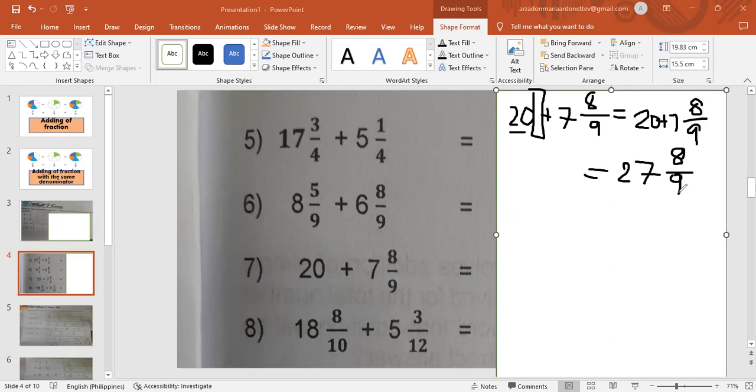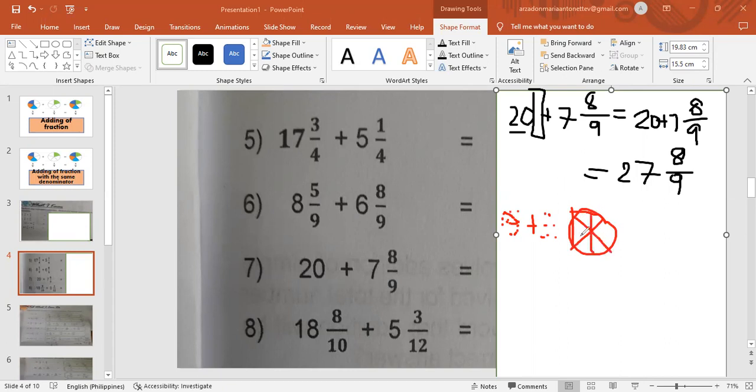I think this is the easiest part. So what's the illustration for that? So we have 20. 1, 2, 3, 4, 5, 6, 7, 8, 9, 10, 11, 12, 13, 14, 15, 20. We have 20 pizzas. And then plus 7 pizzas. It's too many. 1, 2, 3, 4, 5, 6, 7. That's 7. And then one circle has 9 parts again.